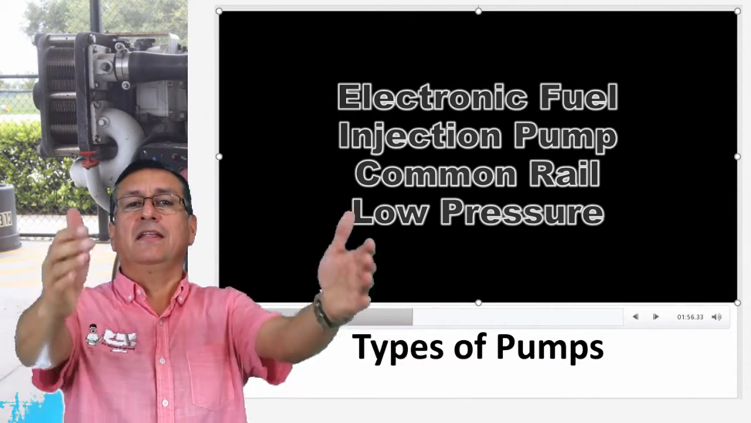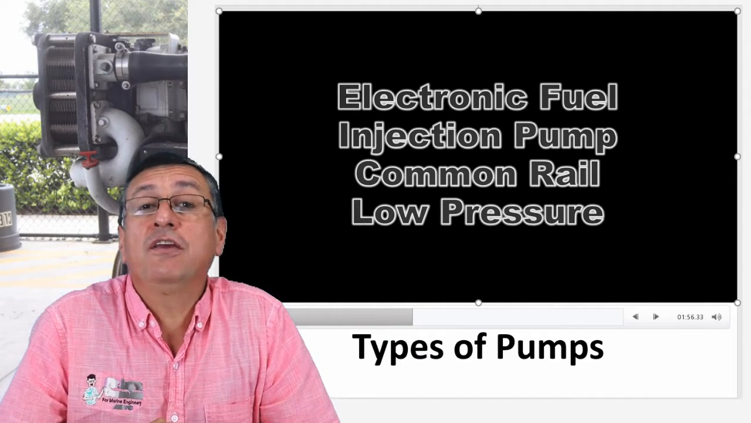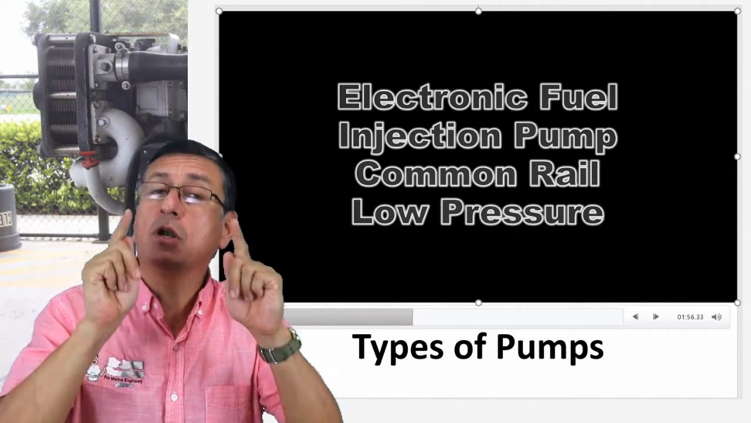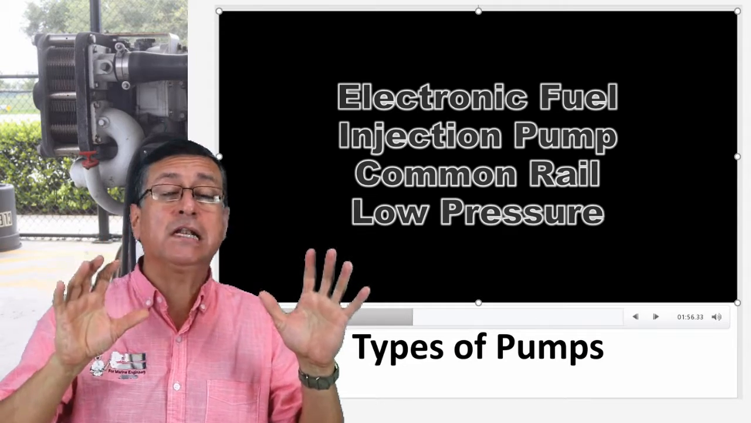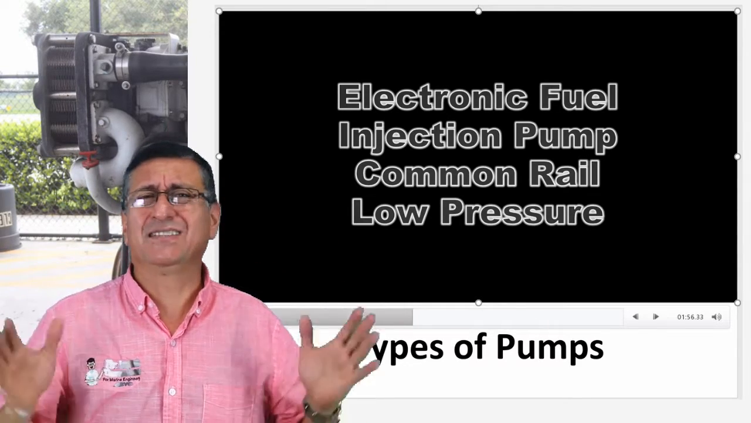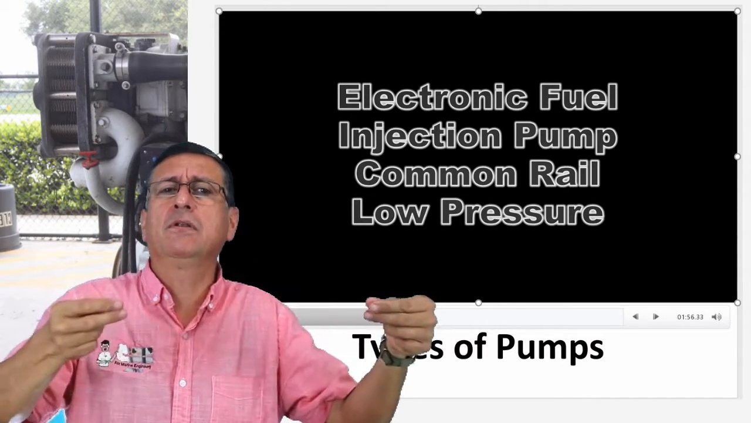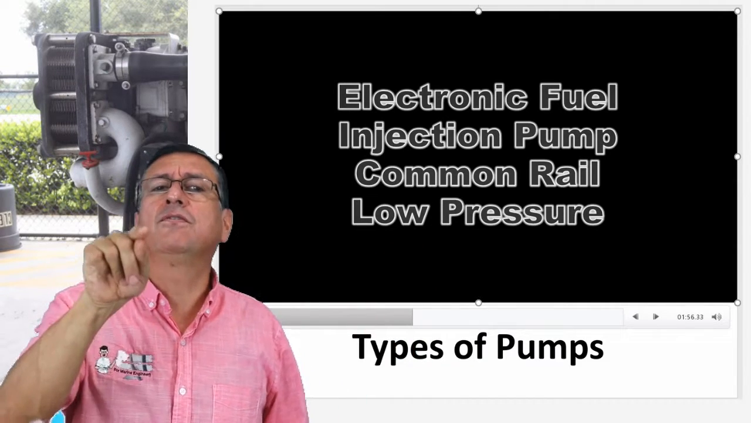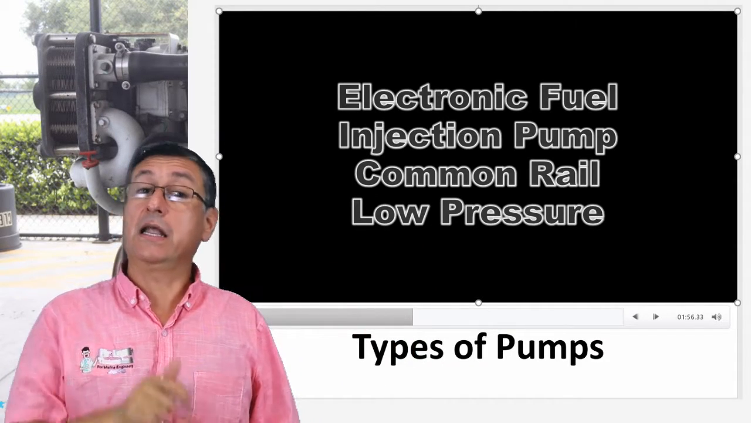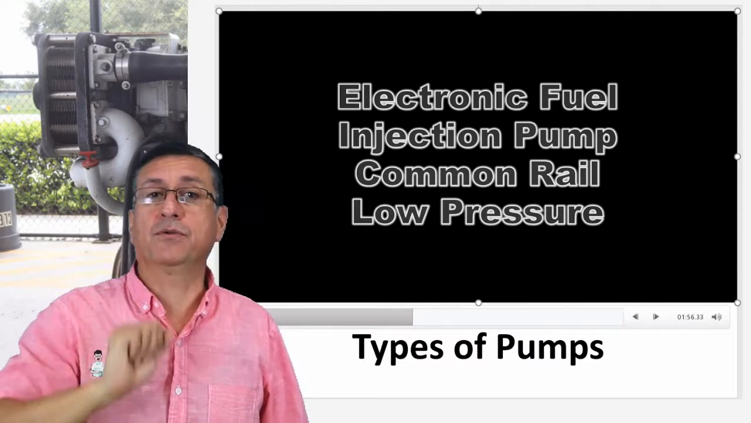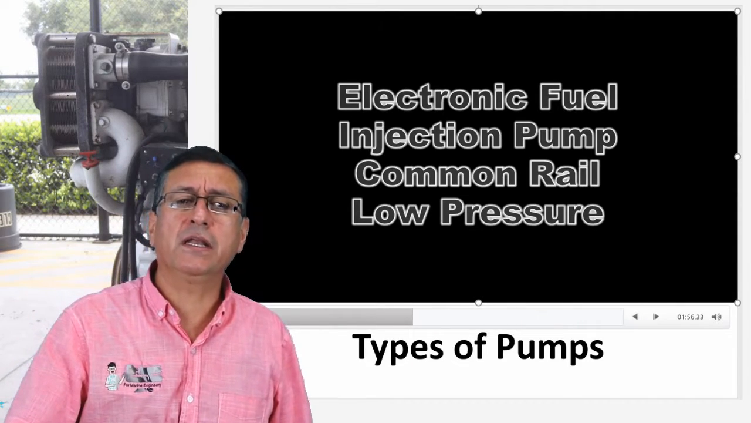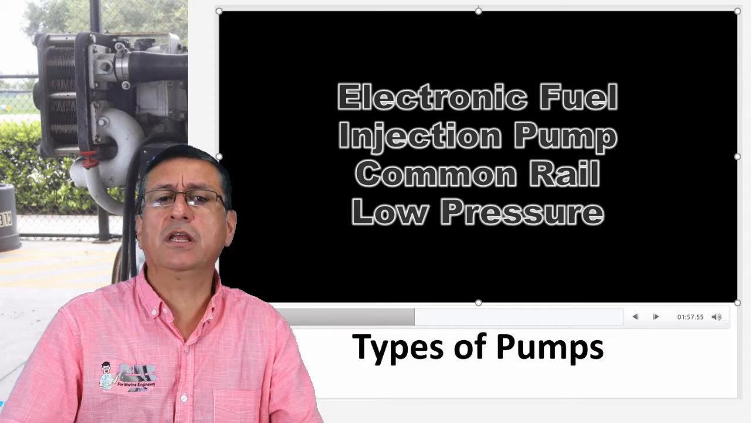Okay, the next pump is the electronic fuel injection pump, common rail. For a common rail system, we are going to talk later. It's not complicated. It's a common manifold for the input. This is for low pressure. And I am going to explain another one for high pressure. Okay, this one in particular is electronic for common rail.